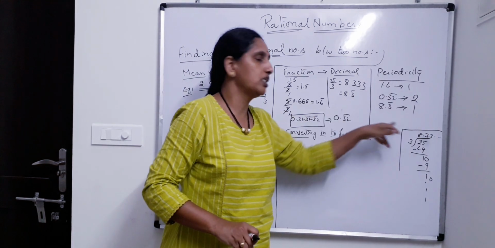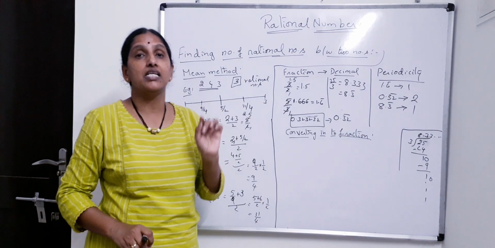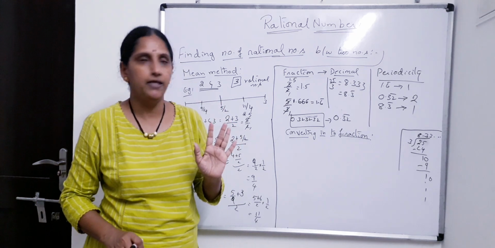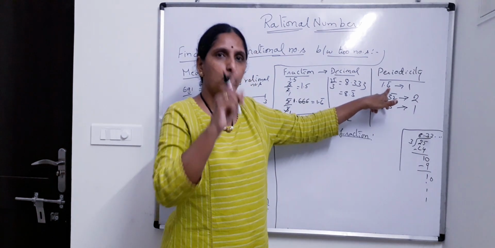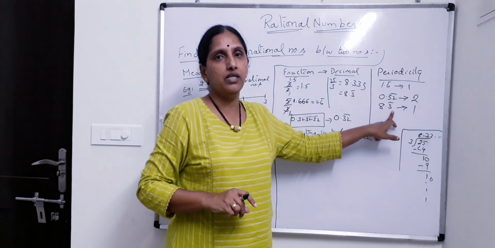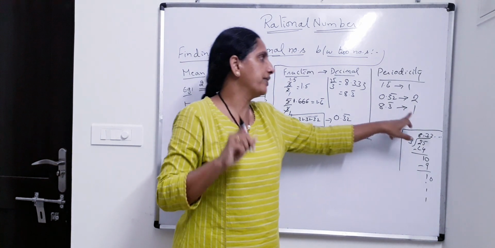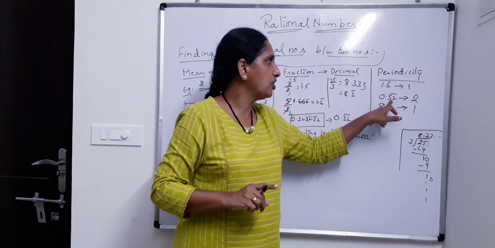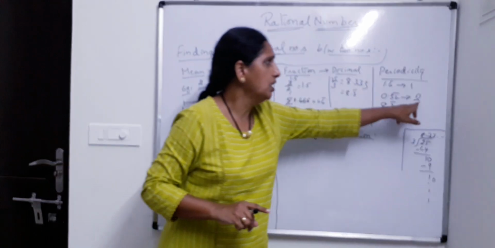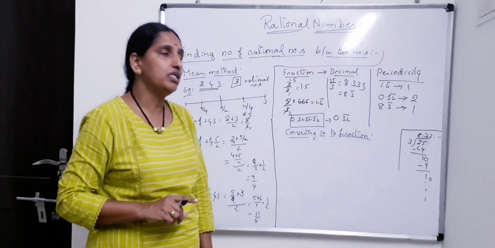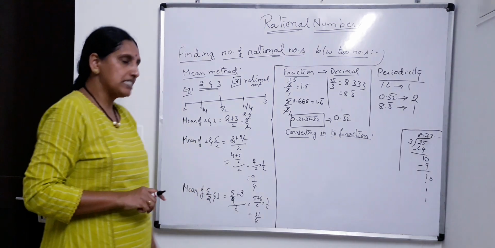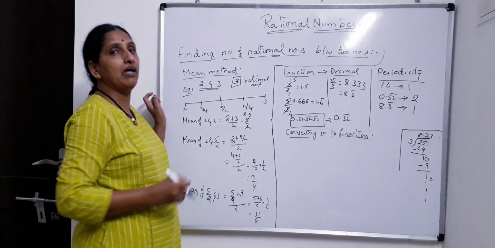This is the periodicity. That means the number of digits that are repeated after the decimal point is called periodicity. Here in this case 6 is repeated. Only one digit is repeated. So 1 is the periodicity. Here only 3 is repeated. So only one digit is repeated. So 1 is the periodicity. In this example 3 2, both the digits are repeated. So 2 is the periodicity.